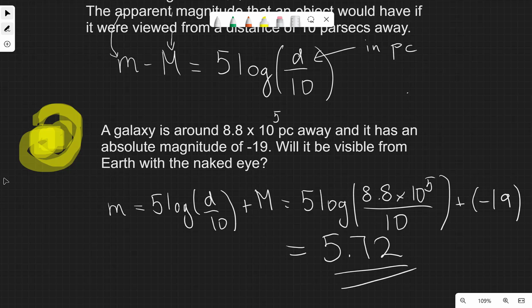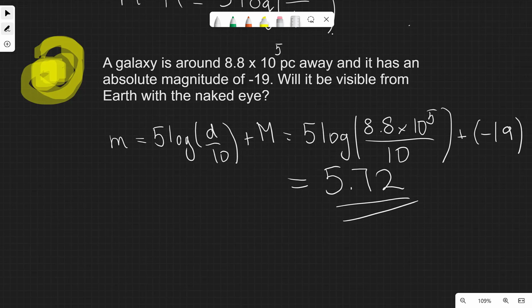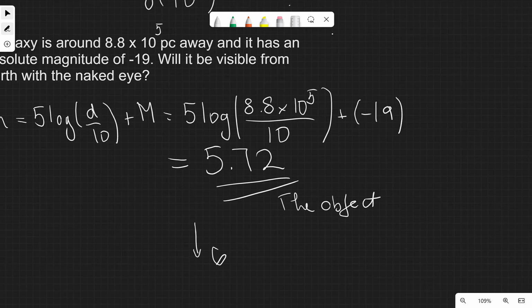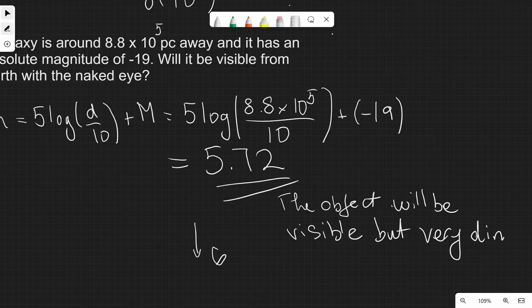Well, if you guys remember the Hipparchos scale, that went up to around 6 at the lowest end. So we can assume that things that are between 1 and 6 and lower will be definitely visible. So if it's 5.72, we can say that the object, whatever it is, galaxy, asteroid, supernova, it could be a whole bunch of things, the object will be visible, but very dim.